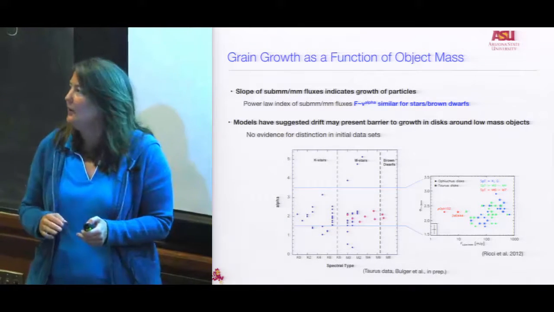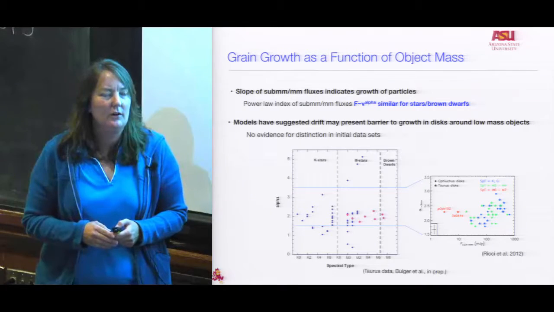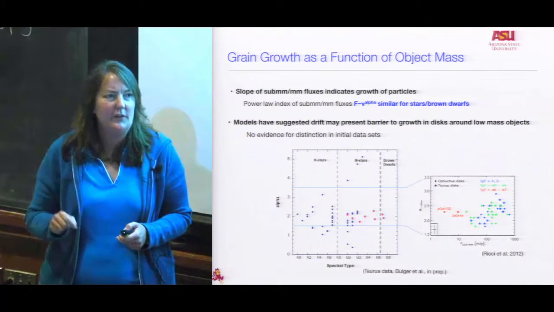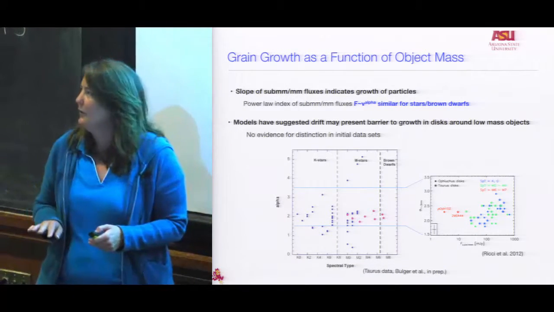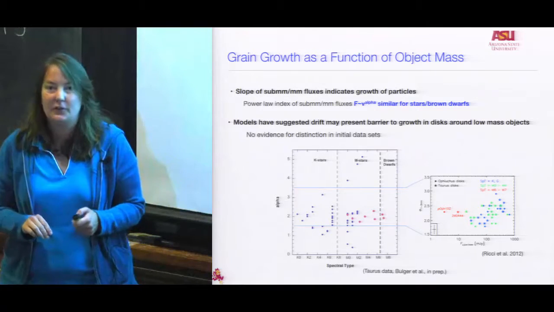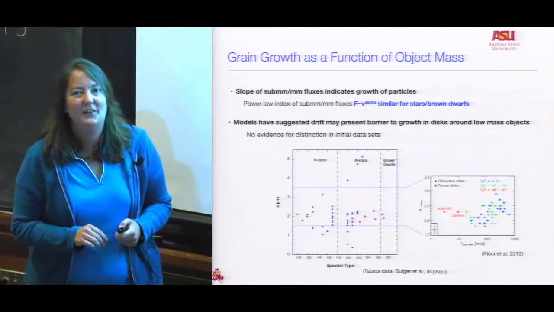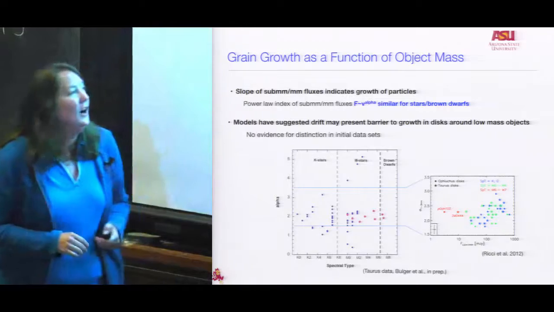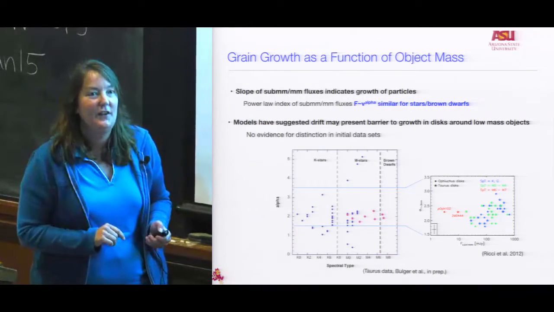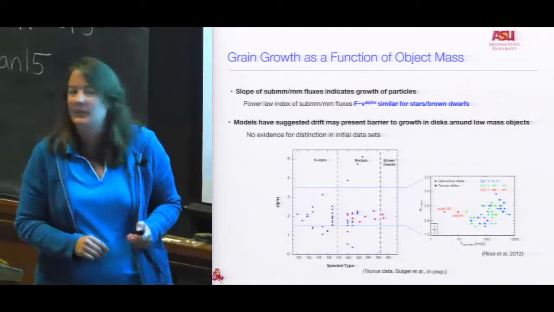Because there are theoretical models that suggest that it may be harder for this growth process to proceed around the lowest disks, around the lowest mass object. So it's of considerable interest to understand, is there a similar level of grain growth or not in these brown dwarfs, which are the most extreme case of that process?